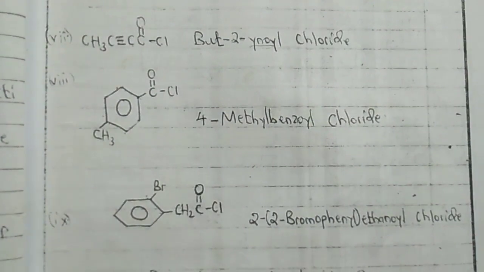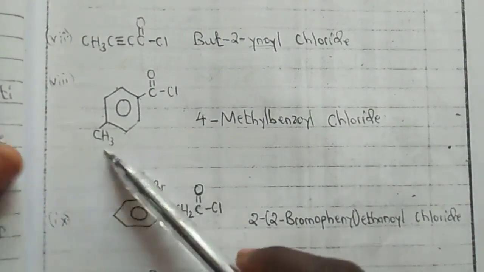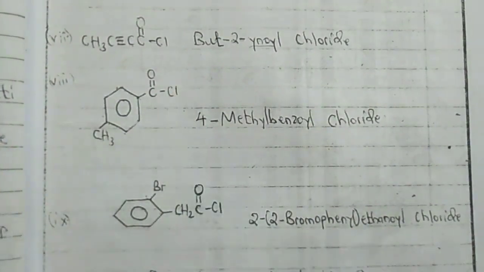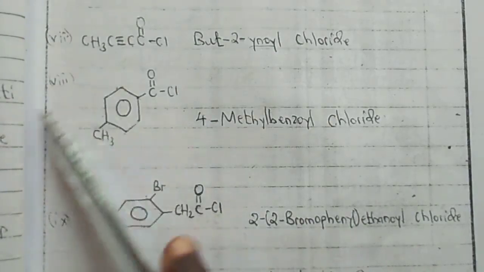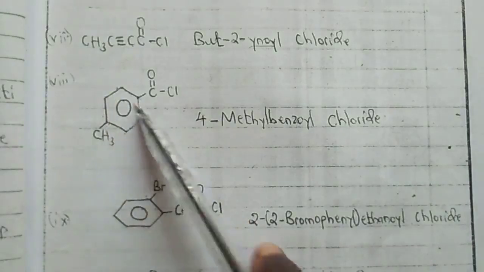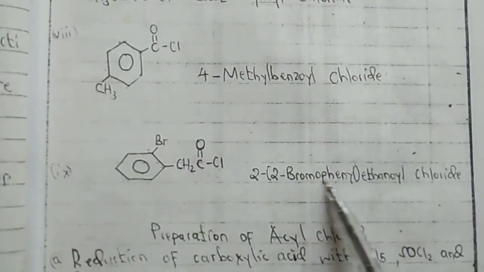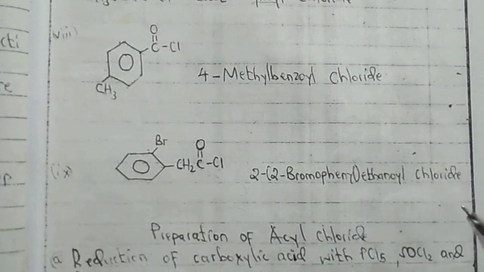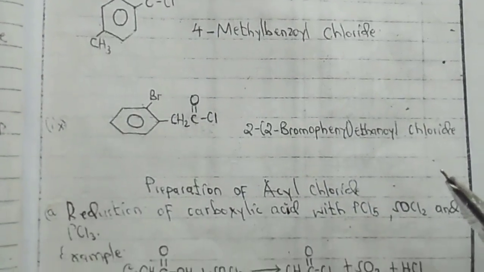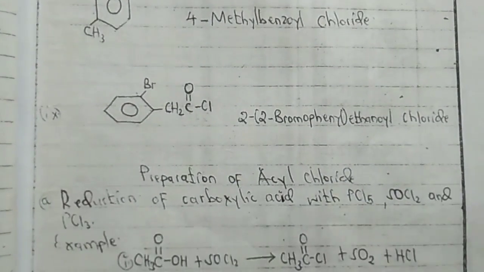Unaona, you can observe the position of methyl group and this benzoyl, maana yake huyu yote anaitwa benzoyl. So this is methyl. Then 2-bromophenyl ethanoyl chloride. Kwa hiyo nomenclature tunaona wanakuwa kama hivyo, wanakuwa na noyl.